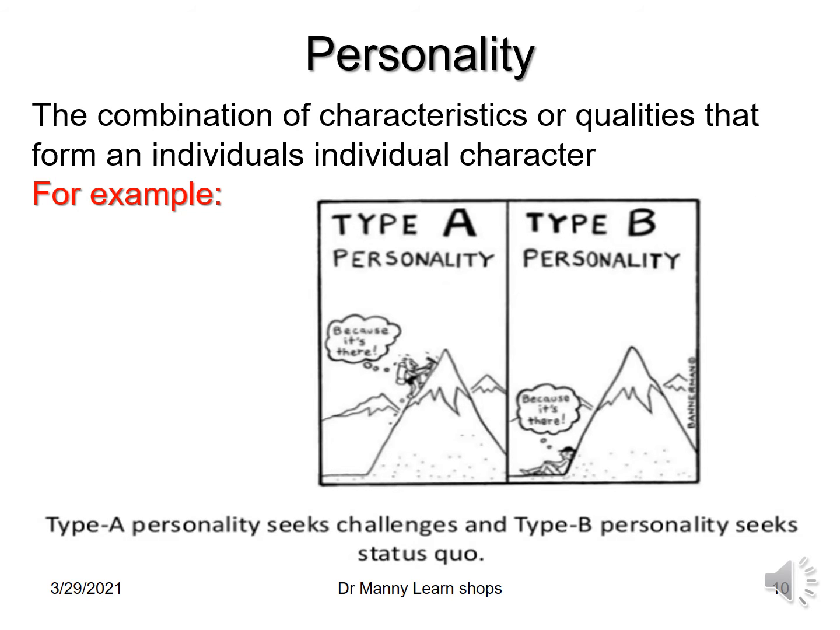Then we look at personality. Personality is the combination of characteristics or qualities that you have that make you you, that form you as an individual. So for example, you could have a type A personality, energetic, outgoing. You want to achieve something because it's there. However, if you have a type B personality, well, you may not want to do the same thing as the person with the A-type personality, and you view it differently. Type A personalities seek challenges. Type B personalities just do what everybody else does. They seek the status quo. Which one are you? You could be a combination of both.